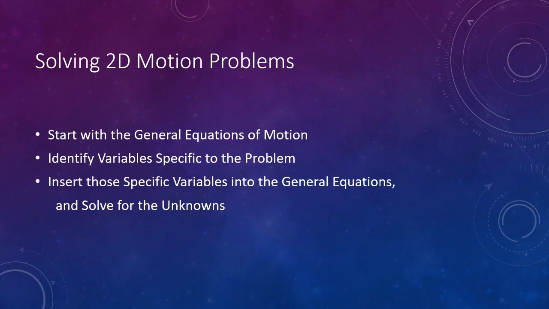So the general process is, again, start with the general equations of motion for the final velocity and final positions. Then you read through the problem carefully, try to identify the variables specific to the problem, identify what x and y means, and if you're given, say, the initial velocity in terms of the magnitude and angle, using your trig identities to separate that out into its x and y components. Once you've done all that, you can insert those specific variables into the general equations of motion and solve for whatever the unknowns are being asked.